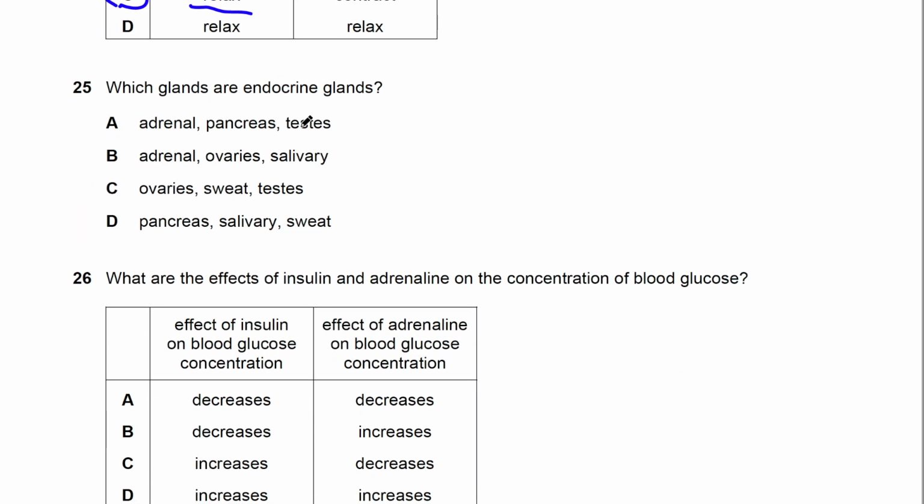Which glands are endocrine glands, or endocrine? You can pronounce it in 2 ways. Let's read the options. Adrenal, this is endocrine. Pancreas, sure, endocrine. And testes, also endocrine. But let's read the rest in order to make sure that our option A is right. Adrenal, ovaries, salivary. Salivary, it's excretion outside, so it's not endocrine. C, ovaries, sweat, testes. Sweat also what? Outside the body, so it's excretion, exocrine, not endocrine. D, pancreas, salivary, and sweat. In this case, A is the right answer.